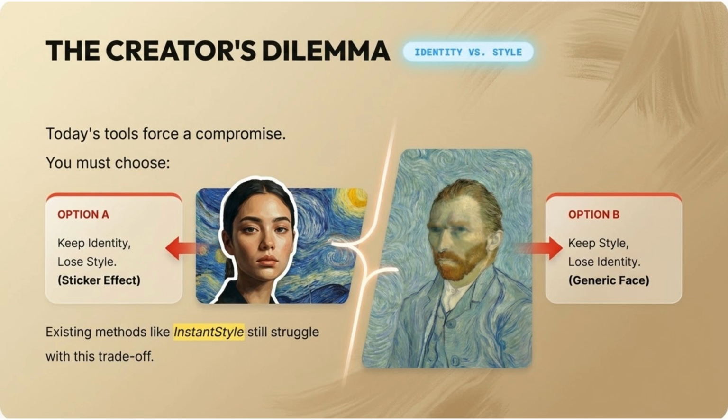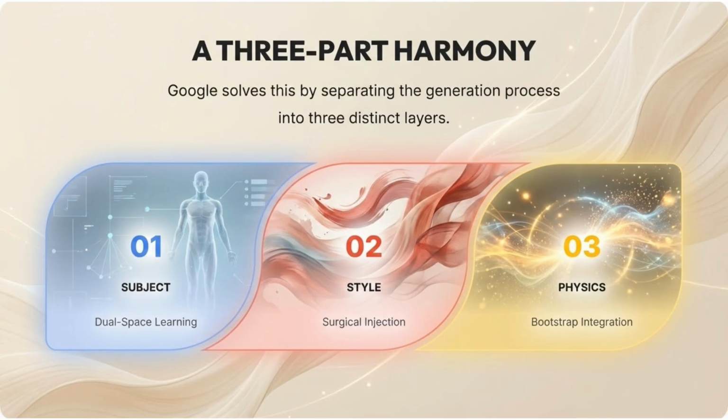But AI image tools until now had a fatal flaw. You had to choose: preserve identity or preserve style. Choose option A. The face stays intact, but it looks like a sticker slapped onto the background. Choose option B. The style matches perfectly, but the face becomes someone generic, not the original person. Even existing methods like instant style still can't escape this trade-off. So how did Google solve this dilemma?